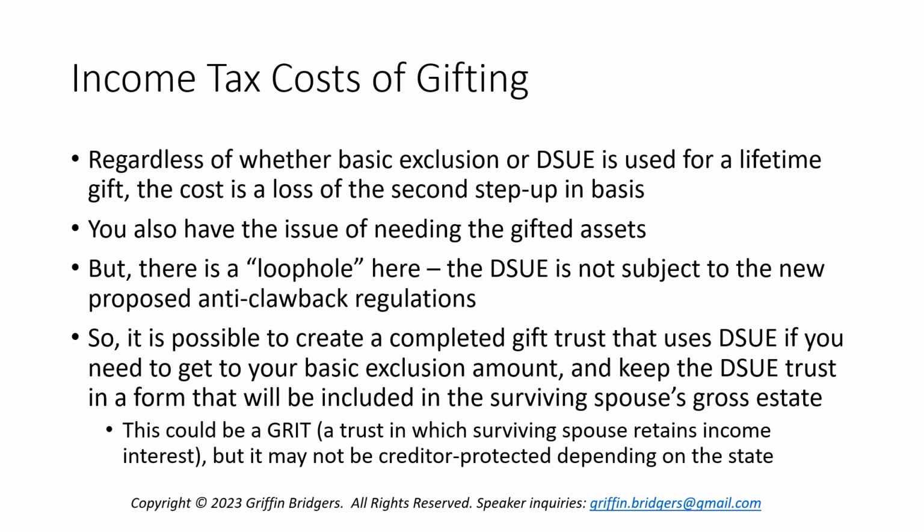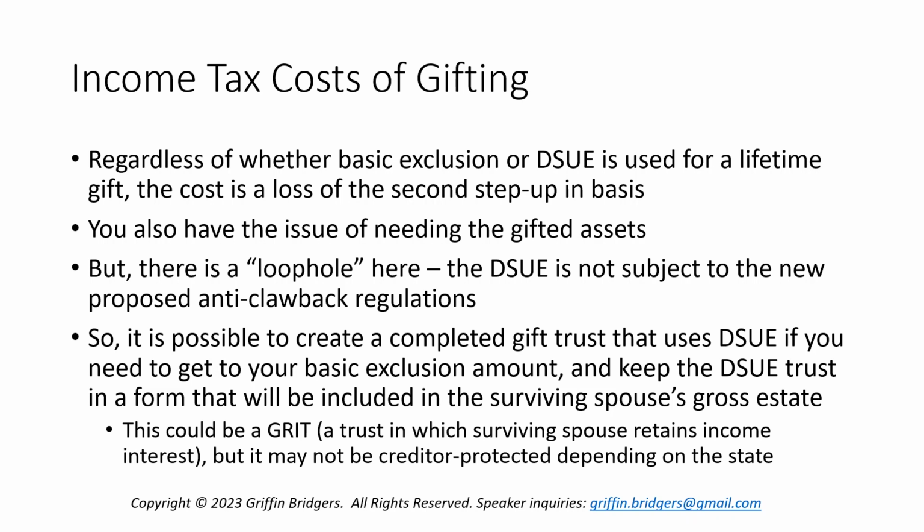So, typically, when you gift assets, you lose access to those assets with the idea that they will not be included in your gross estate and won't get a step up in basis. However, since the DSUE is not subject to the new proposed anti-clawback regulations, which mandate that you can't have it included in your gross estate or subject to a step up in basis, we have the potential, if you want to call it a loophole, that a surviving spouse could create a completed gift trust that uses the DSUE if they need to get to their basic exclusion amount by gifting away enough to use up the DSUE first.